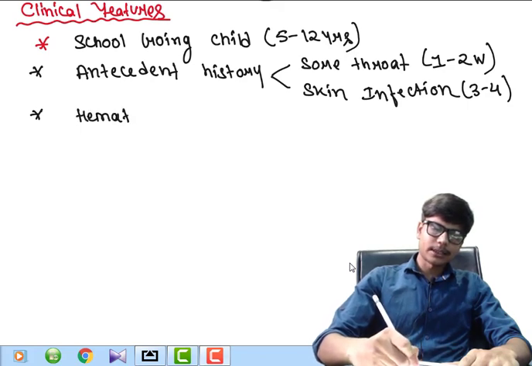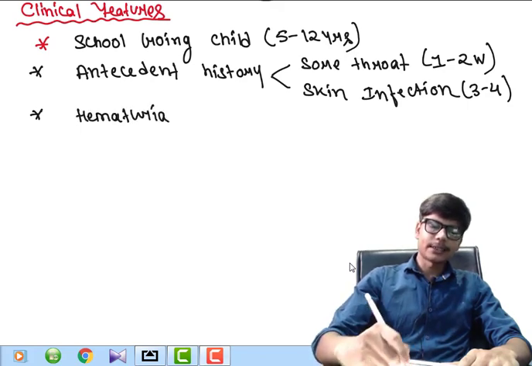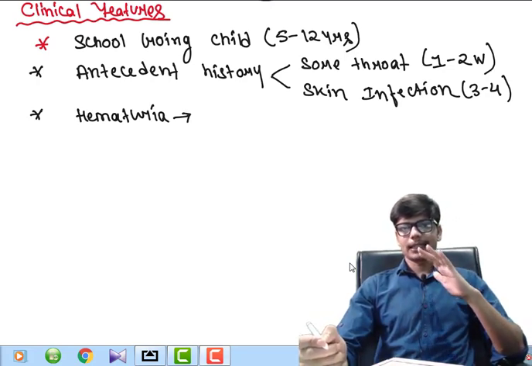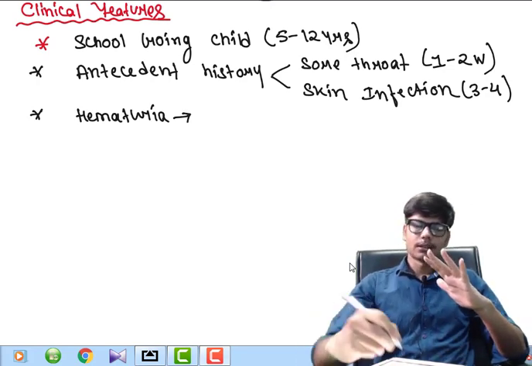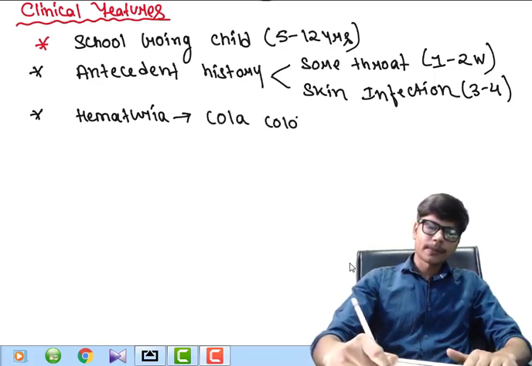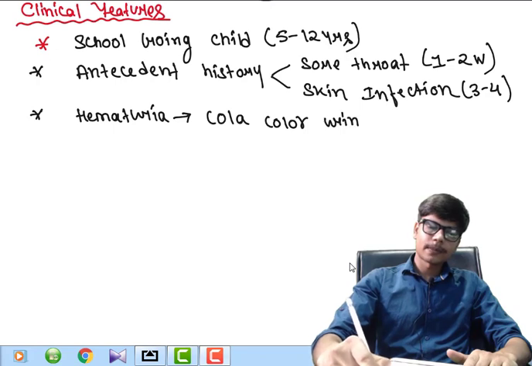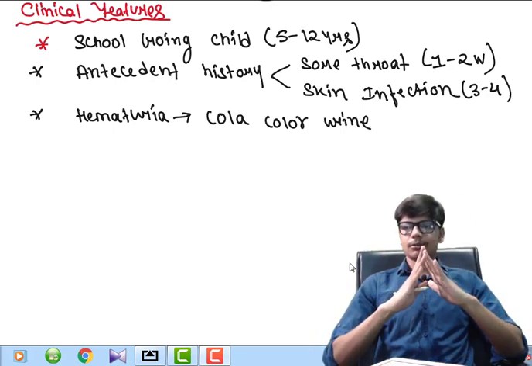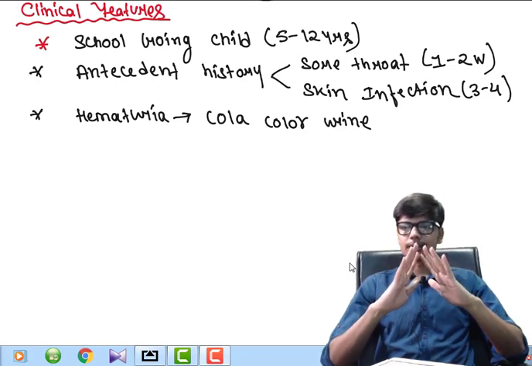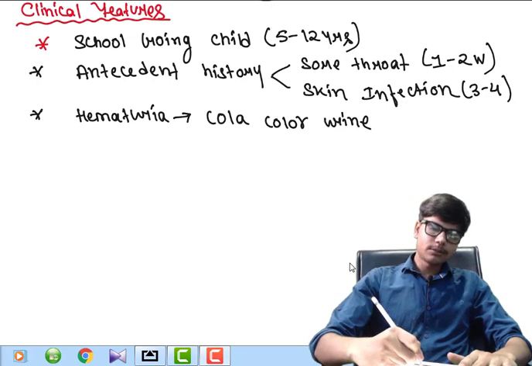So hematuria is one of the clinical features of APSGN, and this hematuria gives a characteristic color to the urine known as cola colored urine. Cola colored urine is due to hematuria, and this hematuria is for a brief period, usually around 1 week. And due to proteinuria, as we have discussed, there is edema.